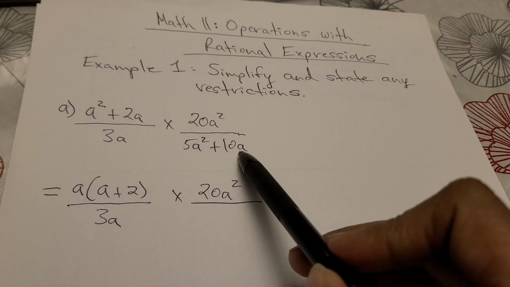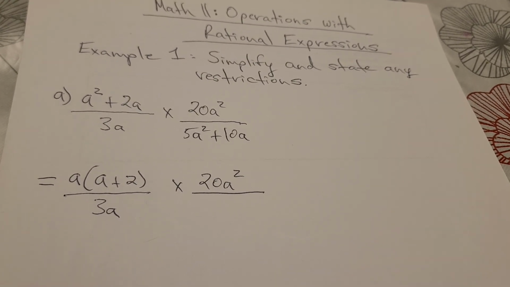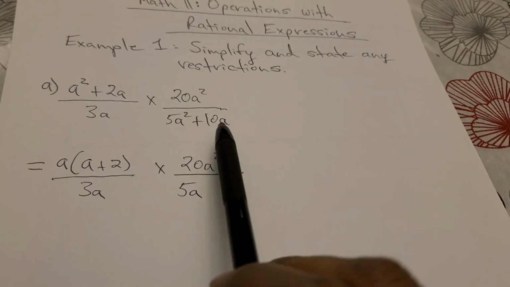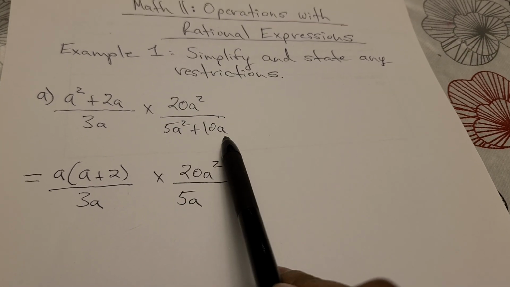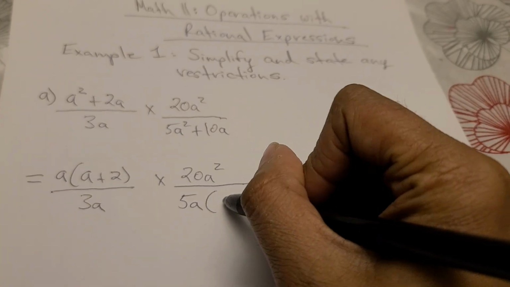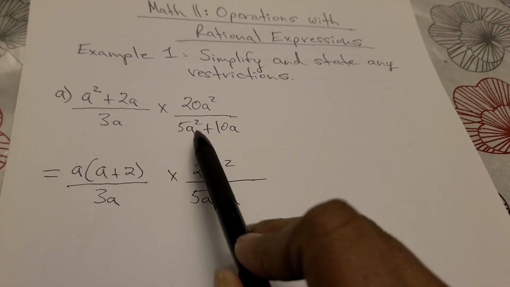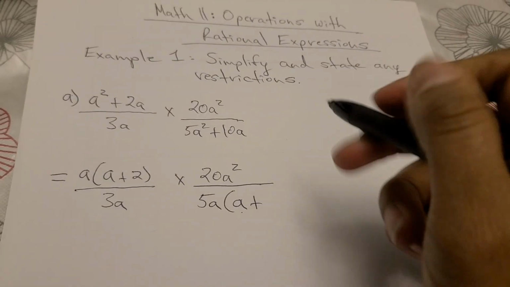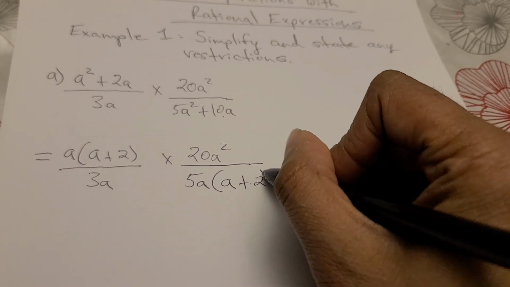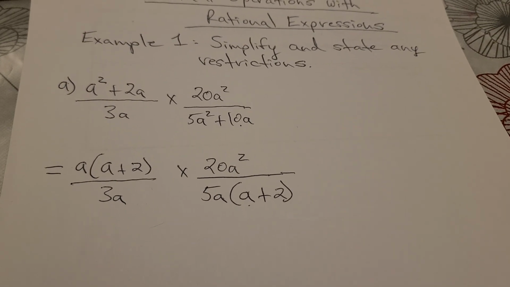But look at the denominator right here for the second fraction. 5a squared plus 10a. You're going to take out the greatest common factor. I'm going to take out 5a because I see that they both have a, and they both can be divided by 5. Okay, so you're going to open up the bracket now. From 5a squared, I'm left with a, right? Because there are two a's here. Plus, and you're going to do 10a divided by 5a, which is equal to 2. Okay, and then you're going to close the bracket. So this is what we have so far.